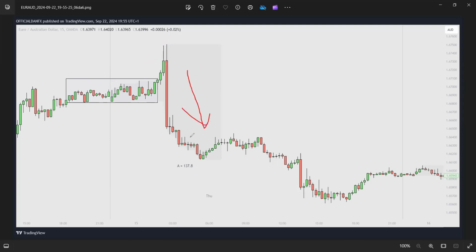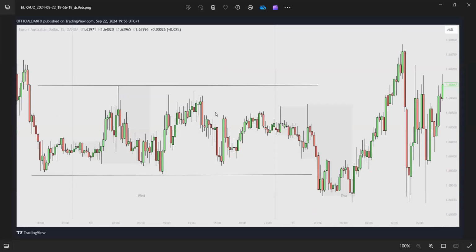Then this went all the way down. Coming into London session, they consolidated just a little bit here and then continued down and then ended in consolidation again. So these currency pairs that move during Asian session, this is their structure. This is what forms during their own session. So don't expect a breakout during London session. You're not going to get that.